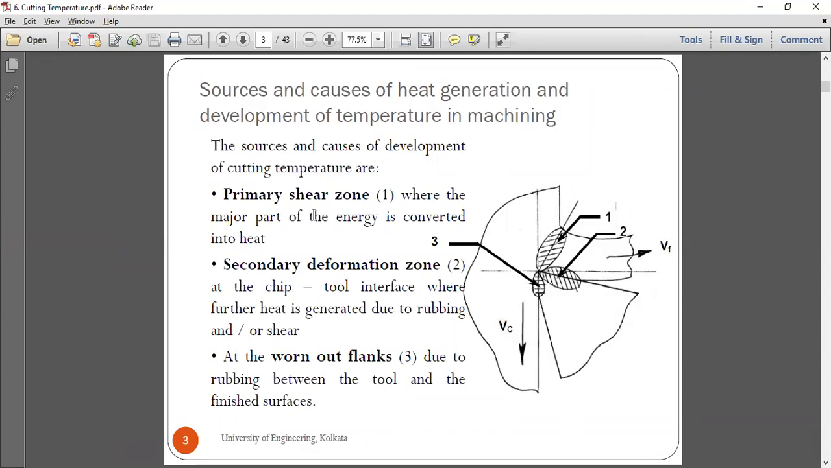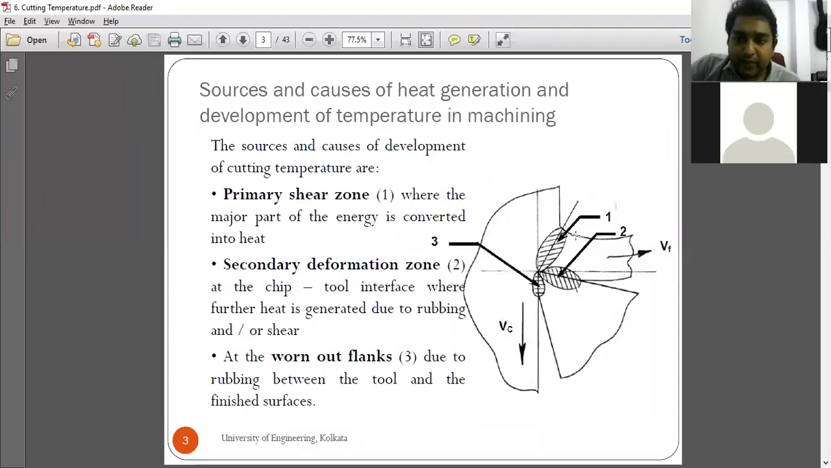Okay, so the primary shear zone is number 1, where the major part of energy is converted to heat. The secondary deformation zone is at the chip-tool interface, where further heat is generated due to the rubbing or shear. And finally, at the worn out flanks, because normally the flank does not come in contact with the machined surface. In case it has worn out, then only it rubs with the machined surface, and heat is generated.